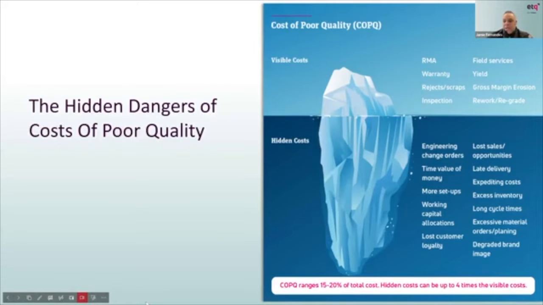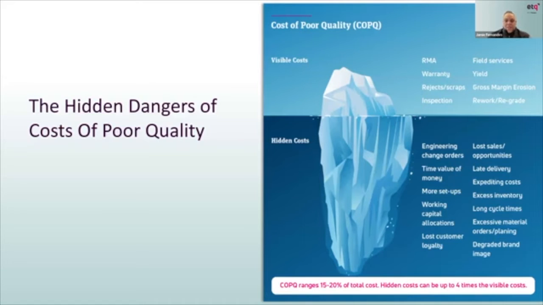Thanks. And so the hidden dangers of poor quality, right? So those hidden costs, it's above and below the waterline. So we talked about those visible ones, right? But what else is there? Lost sales opportunity, degraded brand image, right? When those escapes happen, and there's things like recalls and such, the engineering change orders, the work that has to happen to recalibrate lines that maybe were creating those issues, late deliveries, excess inventory, long cycle times, and those things.